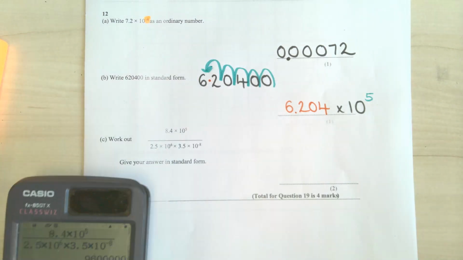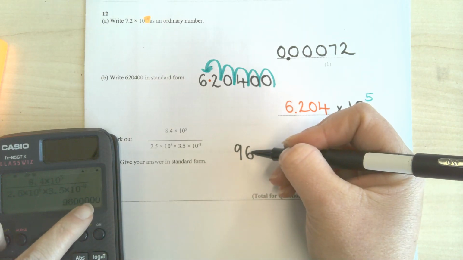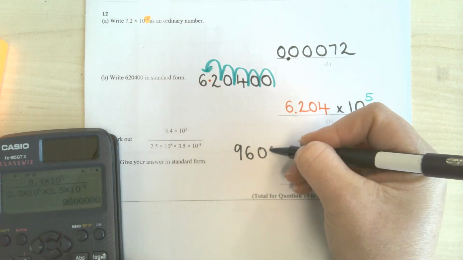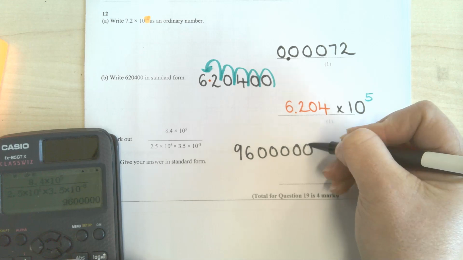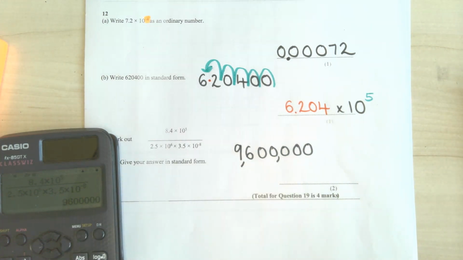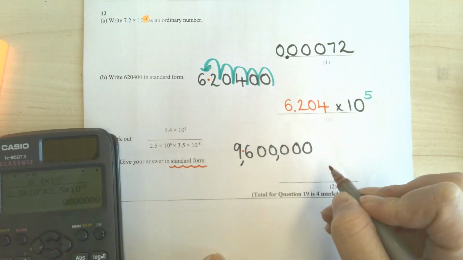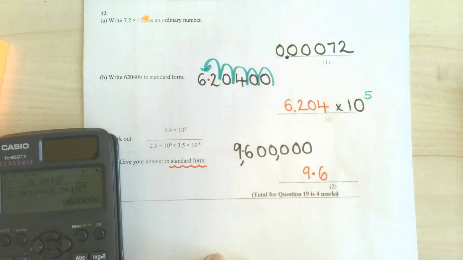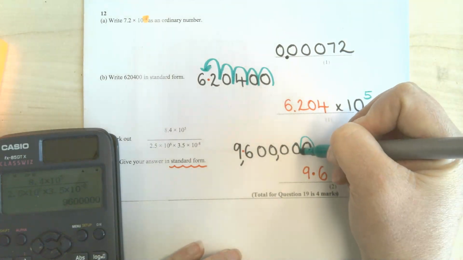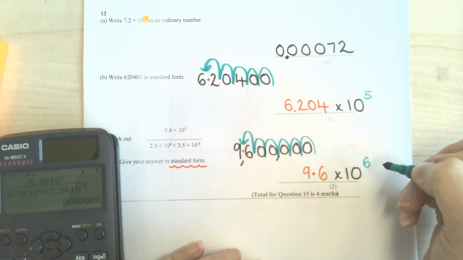I'm going to write out that whole answer. 9, 6 with 1, 2, 3, 4, 5 zeros, which then I can obviously work out is 9,600,000. It does say to give your answer in the standard form. So decimal after the first one makes it 9.6. And I'm multiplying that by 10, and my power is 1, 2, 3, 4, 5, 6. So it's to the power of 6.